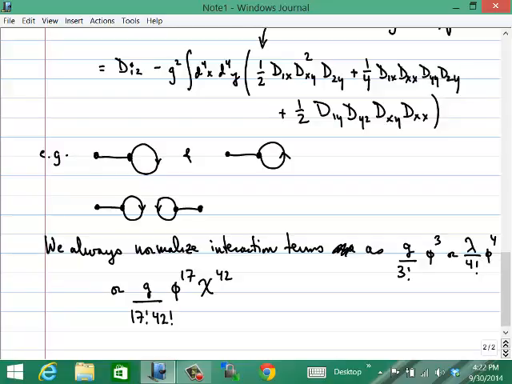And when you work out all the different ways that you can construct diagrams coming from this, that factorial is there precisely because when you work out the number of different diagrams that will arise, you'll have a 17 factorial and a 42 factorial. But if your diagram has symmetries, then it will actually arise fewer times than a generic diagram. And so these symmetry factors are necessary just in order to account for this fact.